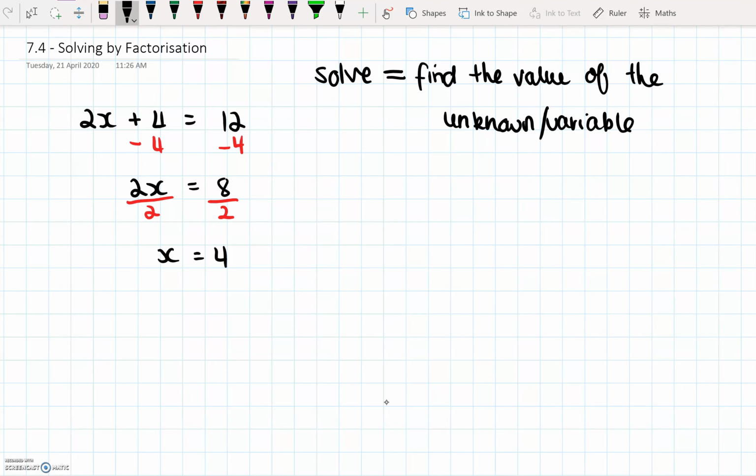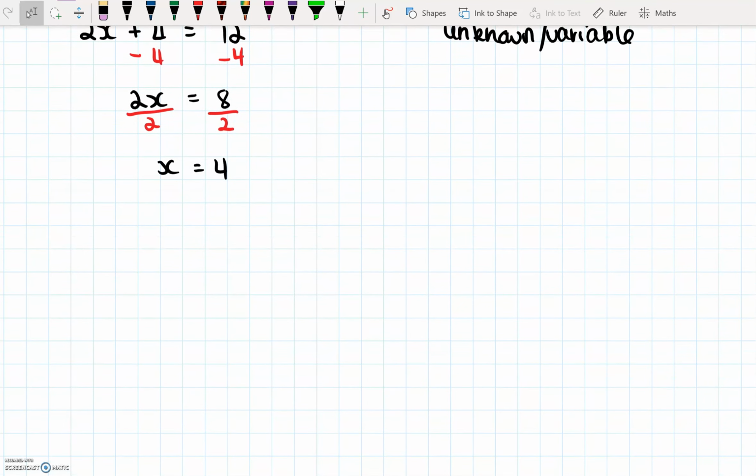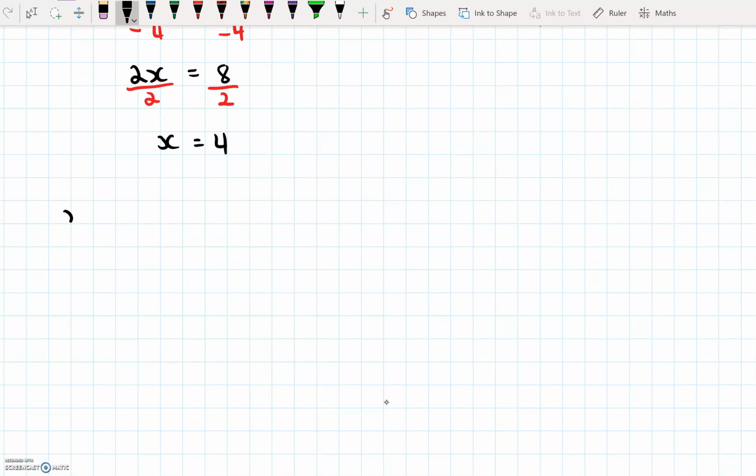Now with a quadratic equation, it's not so simple. So if we had, for example, x squared plus 10x plus 24 equals 0, I'll stick to the easy one that we always use. In this case we can't just divide by something or move something to solve it. We need to firstly factorize. That's why we've been teaching you how to factorize.